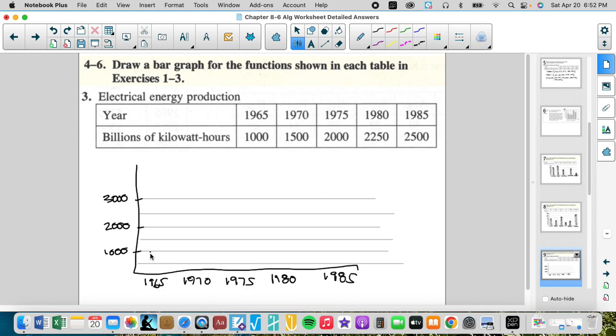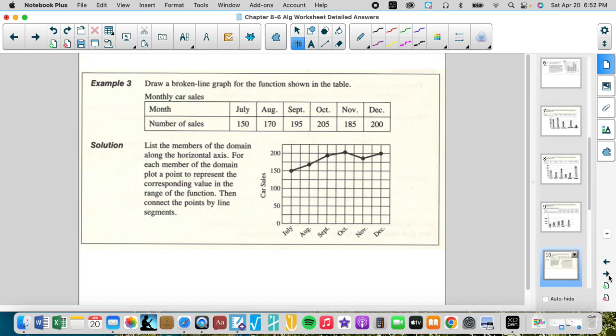So 1965 is going to be 1,000. 1970 is going to be 1,500, so that's where it just came into play. That was a nice reference point. 1975 is 2,000, so don't be afraid to do that. That is okay. 1980 is 22, so that is going to be halfway between 2,000 and 2,500, and that is 2,500. So this one will go to that mark. So nice way of doing that problem.